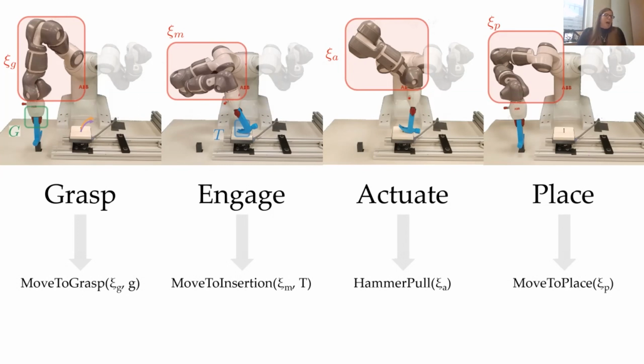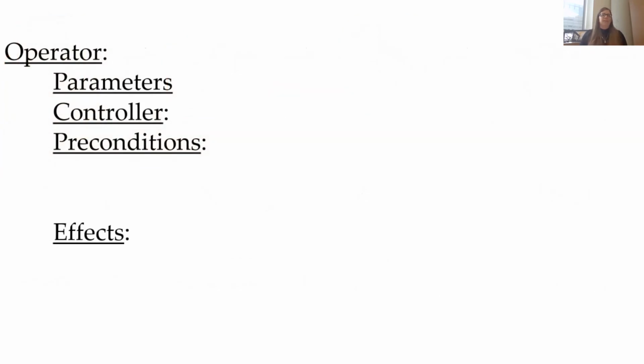And so what is an operator? An operator is effectively a parameterized controller. We have some controller that the robot is running, and that controller has various parameters. Our controller is defined and described by a set of preconditions, which are the things needed to be true in order to execute that controller, and then also by effects, which are, after we run that controller, the effects on our state.